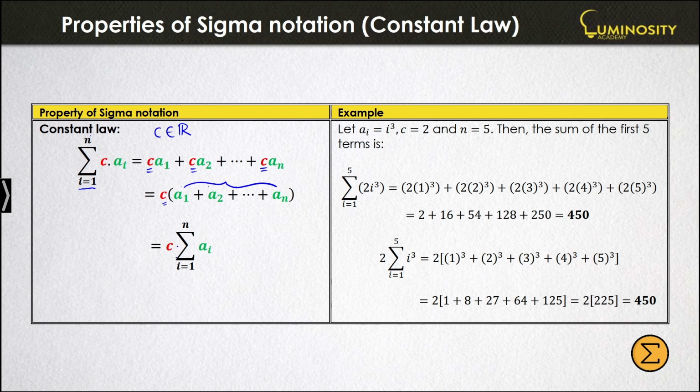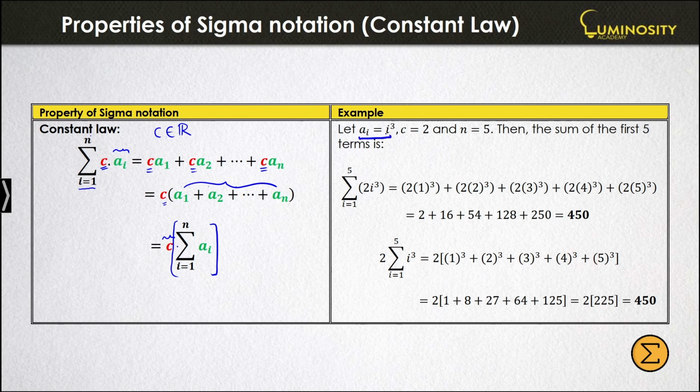So what does the constant law say in words? If you have the sum of a constant number times a general term, you can pull out the constant number outside the sigma notation and multiply it by the entire summation of that general term. So let's have a look at an example and see how this works.